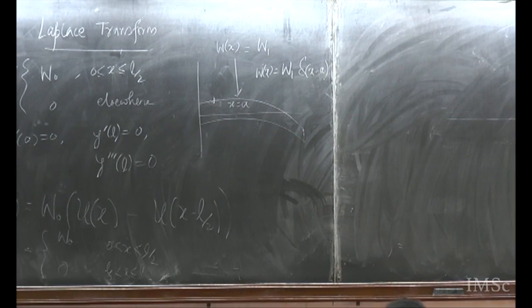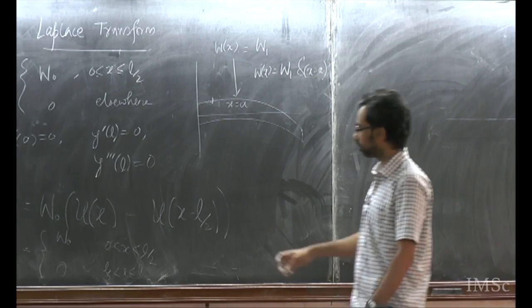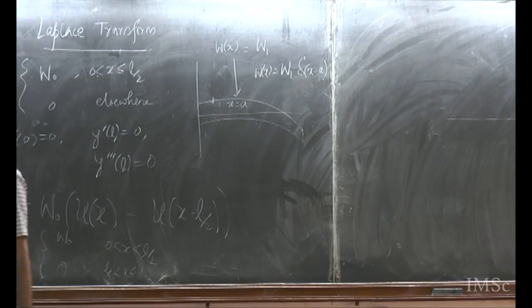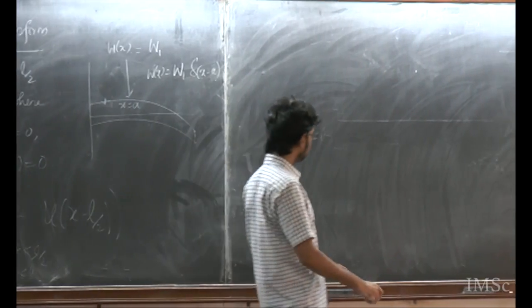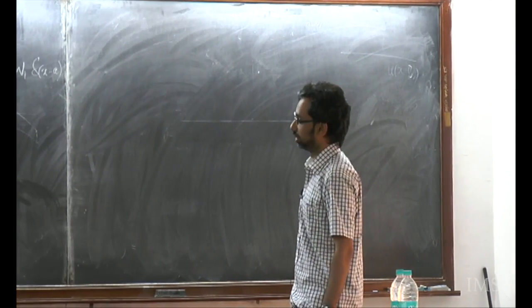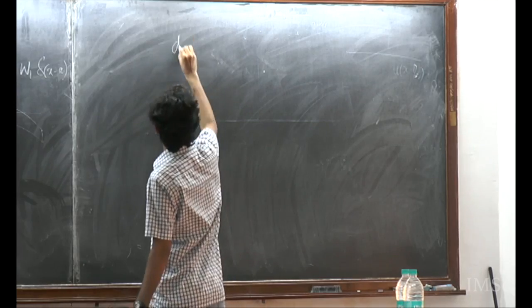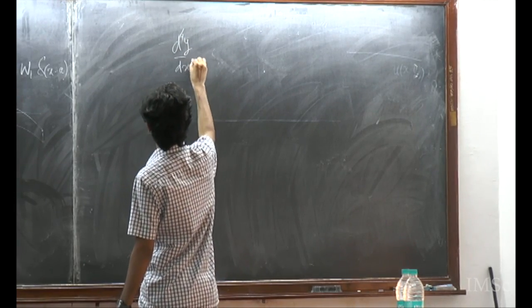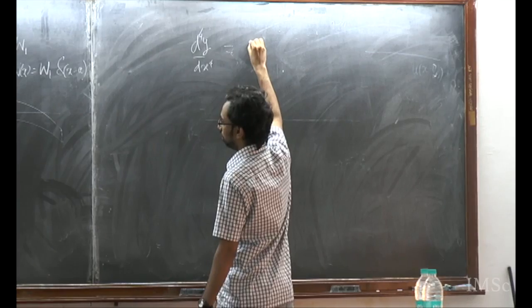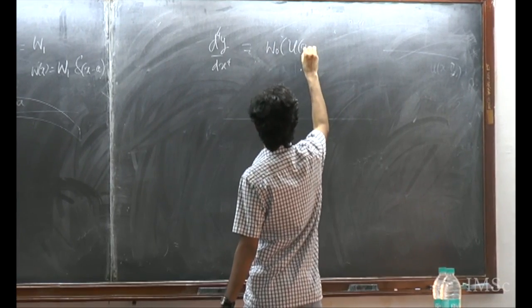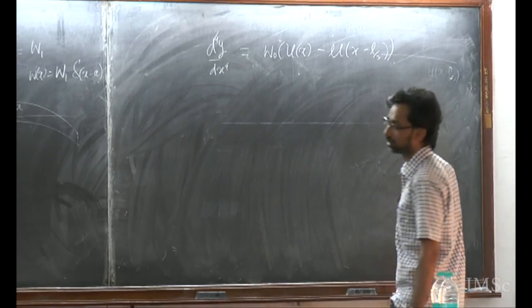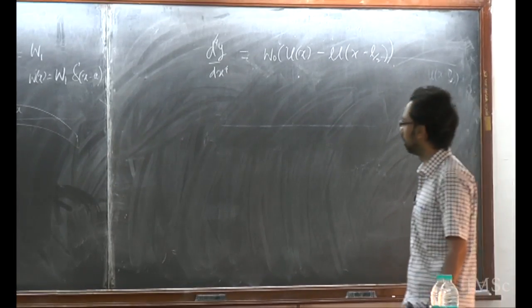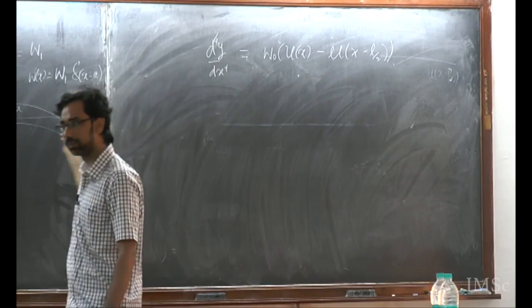Okay, and you know that Heaviside step function, Dirac delta functions, and we know their Laplace transforms, so we can use it in our differential equation to solve it. Okay, right, so we have d4y by dx4 equals, what is it, W naught times u of x minus u of x minus L by 2. Right? Okay, so then we can apply Laplace transform on both sides.